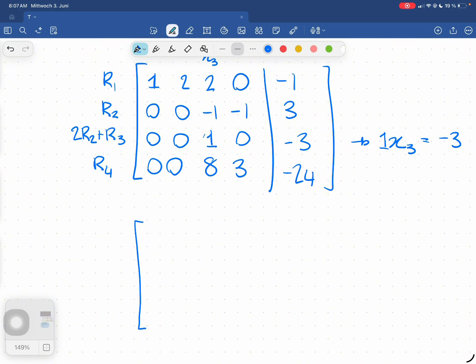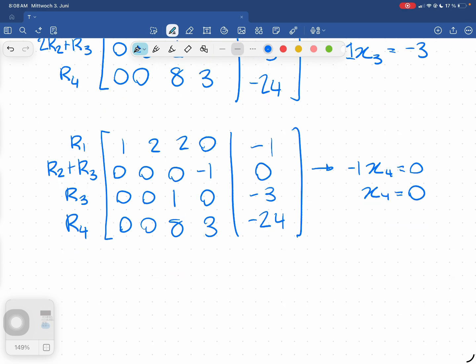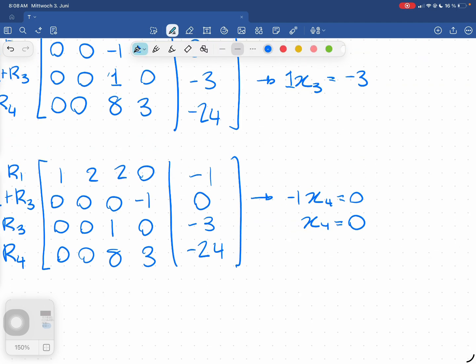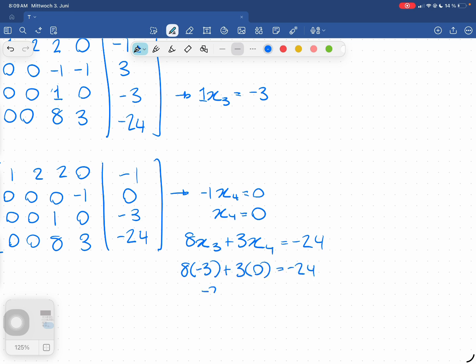We can find x4 by adding row 3. Okay, so x4 is found. Negative 1 x4 is equal to 0, so x4 is equal to 0. And you realize here row 4, that's useless because we found x3 and x4 already. This can just be used to double check. And negative 24 is equal to negative 24.